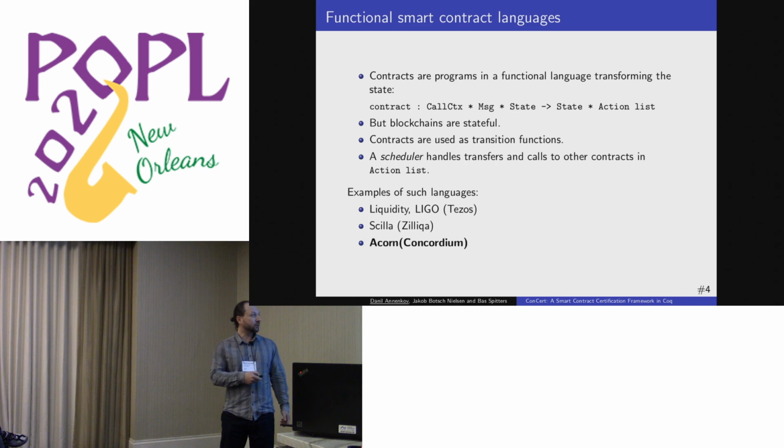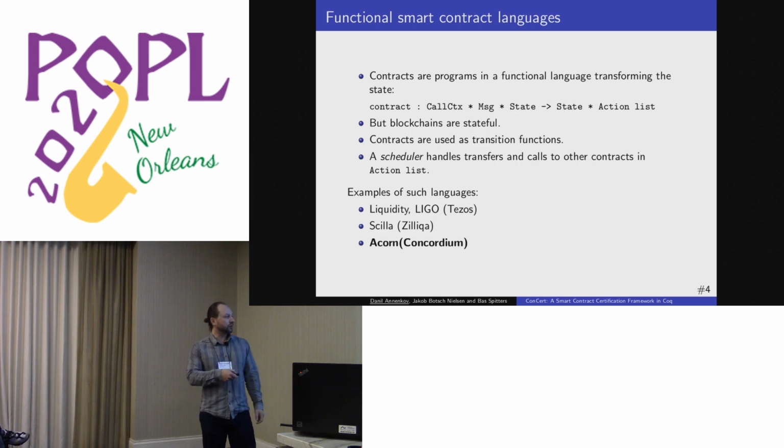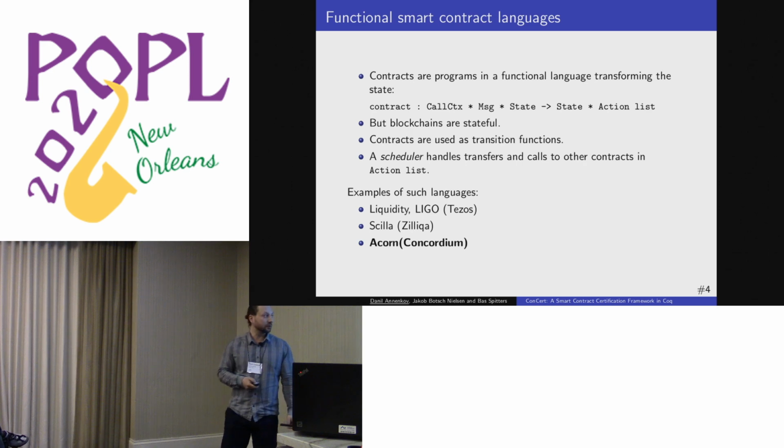So here is a bunch of languages. This is by no means a complete list. These languages follow specifically this execution model. There are other languages which don't, and so they're not listed here. We're going to focus on the Acorn language developed at Concordium for the Concordium blockchain, and that's what we are going to verify.